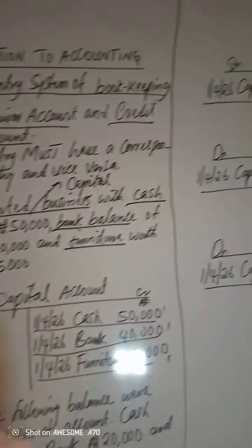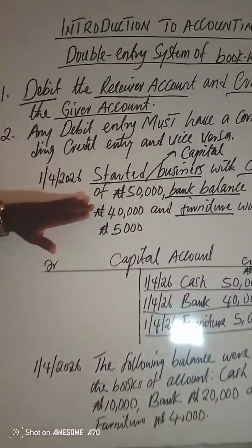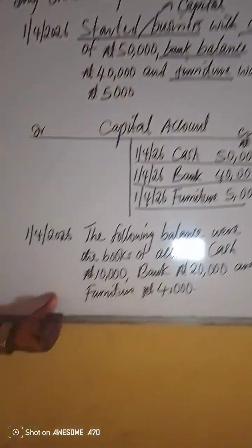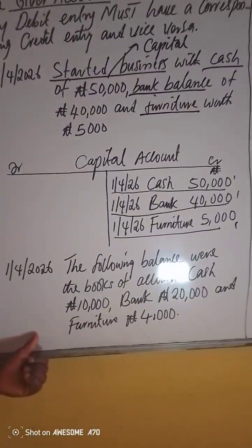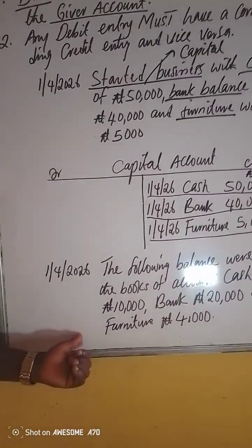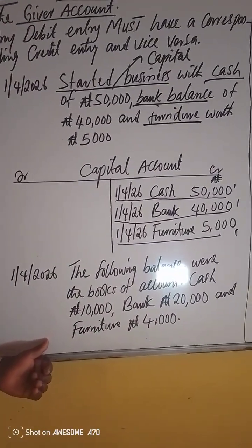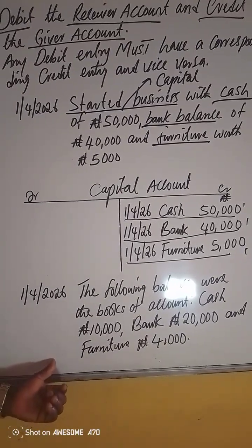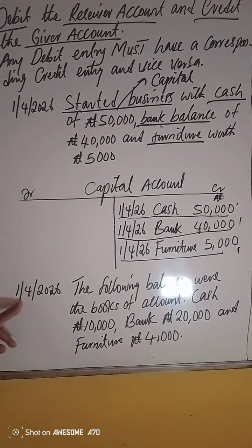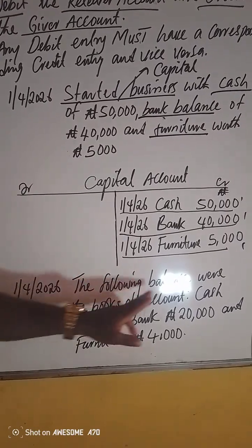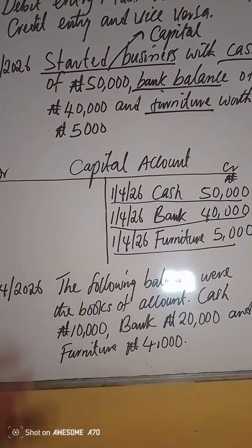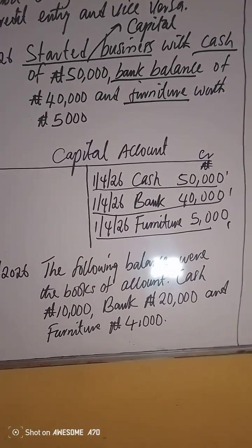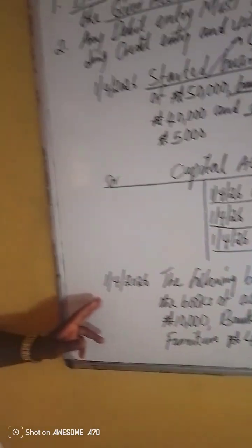Let's quickly look at this. This is a situation whereby the business is starting or commencing. Let's quickly look at where the business is not starting new, but the business is already in existence. Then it means the business will have balances that were there in the previous month, which were brought forward into another month or another year as the case may be. Let's look at this. We are at 1st of April, but here they said the following balances were in the books of account. Then in this case, it means that the business in the month of March is a going concern.